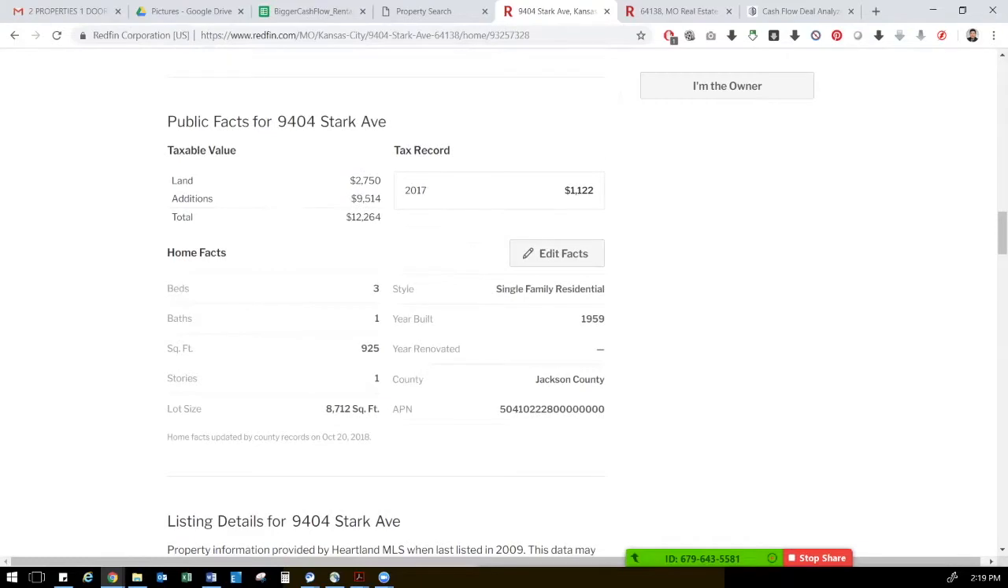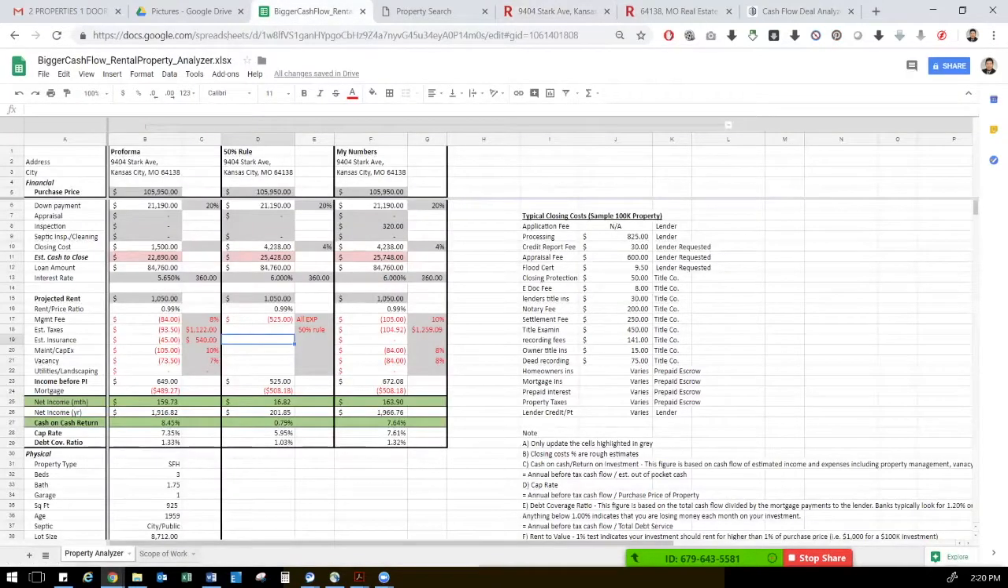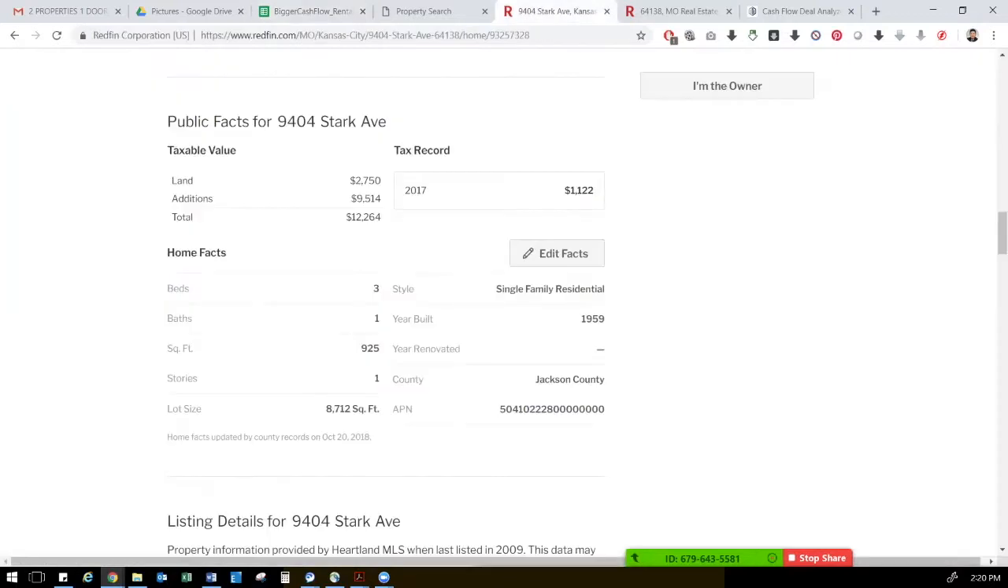Here we see the tax record. This is the land. This is the additions. This is the tax record. Another thing that I noticed right off the bat is that it's $1,122 on 2017. That's what we have here, but we're here in 2019, right? So I can guarantee you that this has gone up. So we got to check that out.